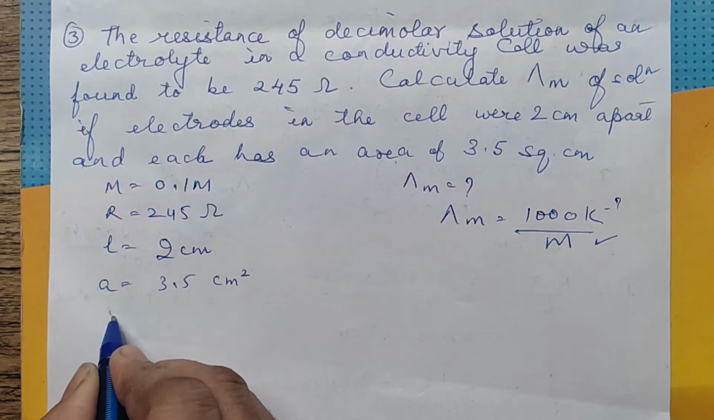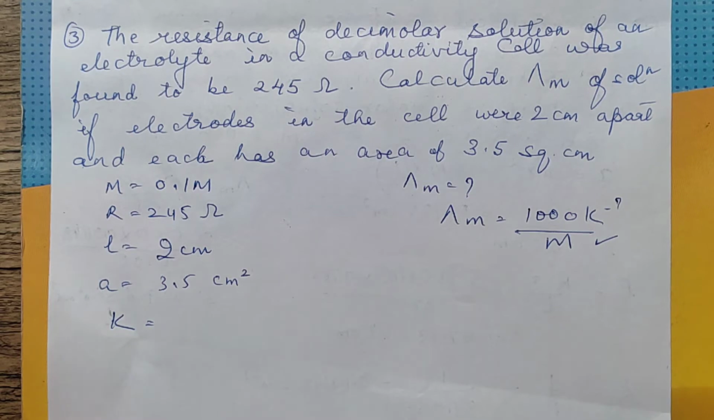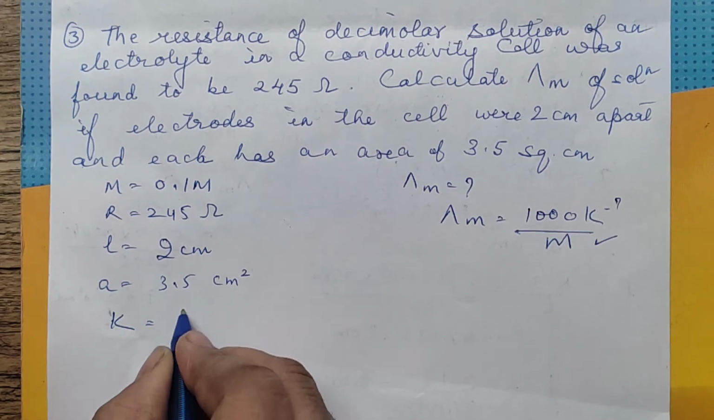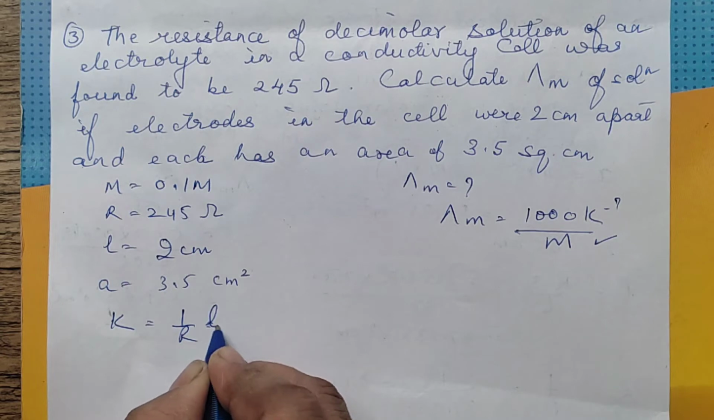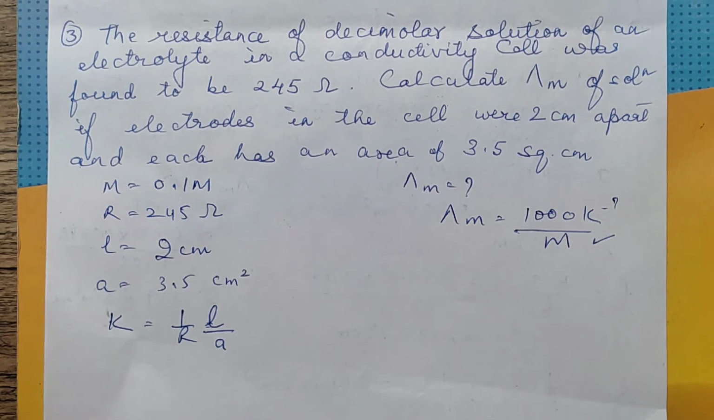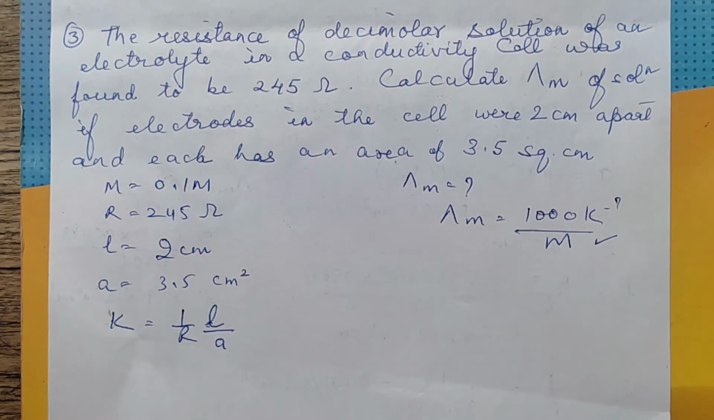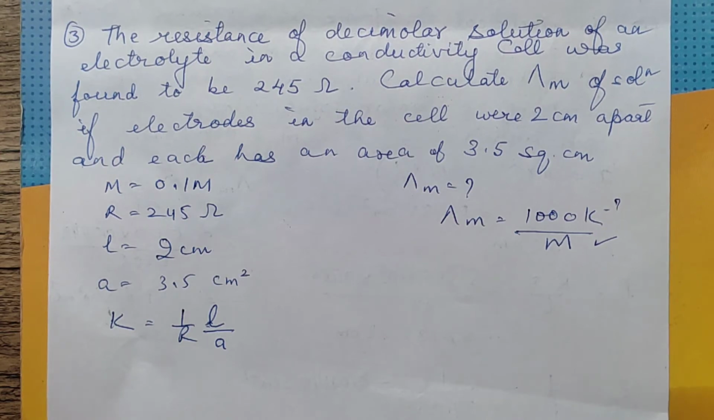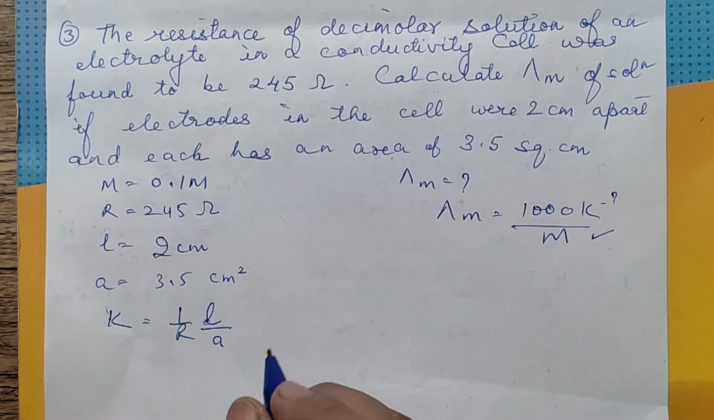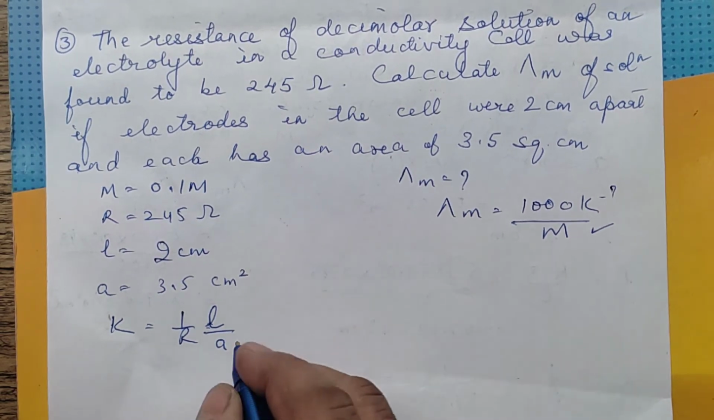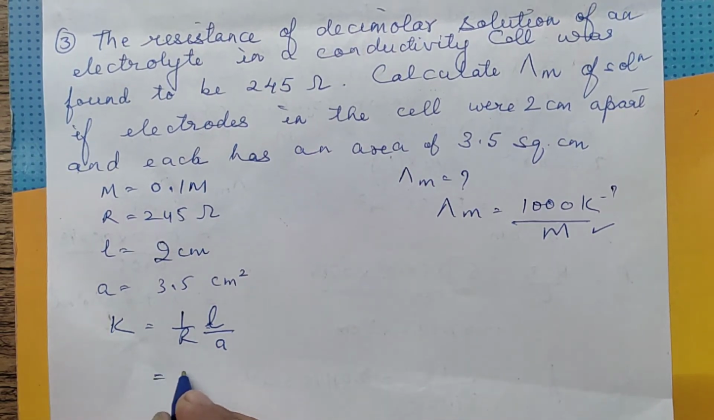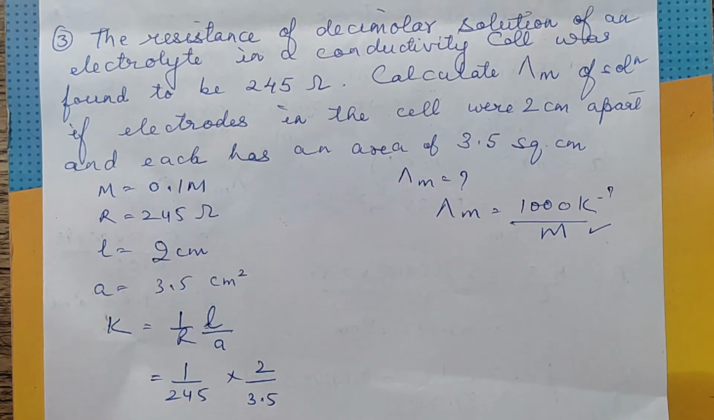The formula for kappa is equal to 1 by R into L by A. You can just look into the formulas which I gave you in the beginning of the video, and then you can just put the values over here. So what are the values given here? It is 1 by 245, L is 2 divided by 3.5. Right? So this is the first half, wherein we are asked to calculate kappa.